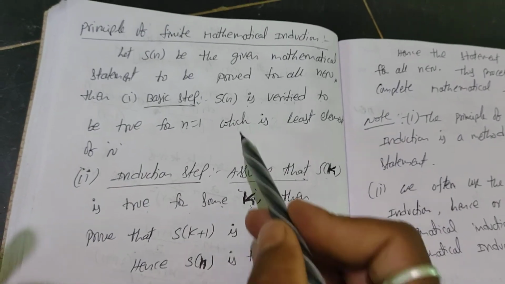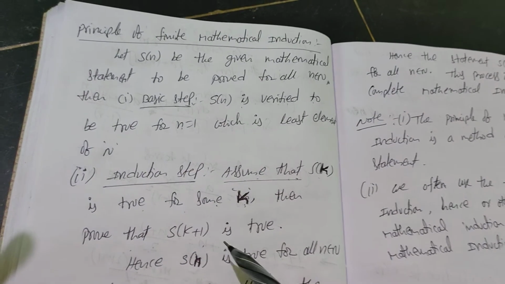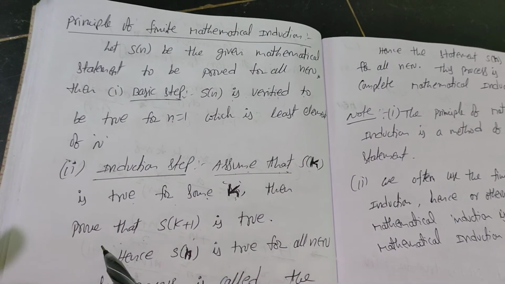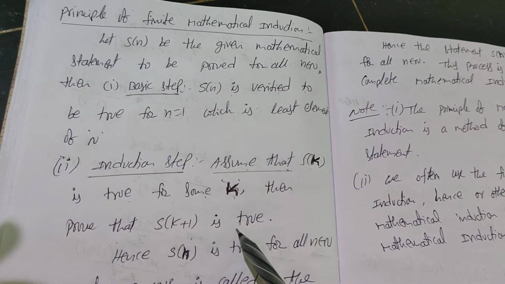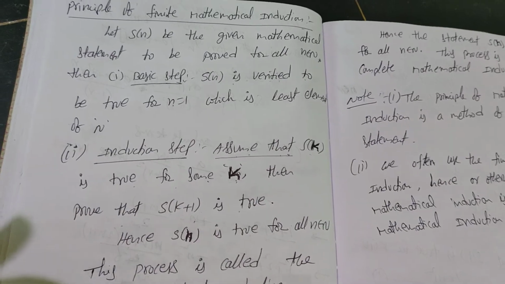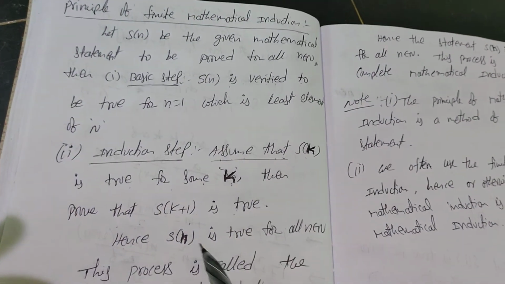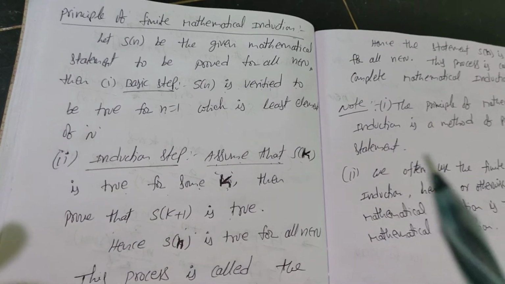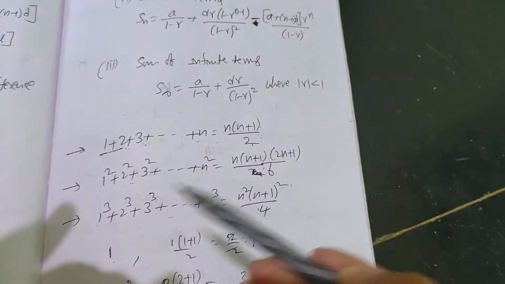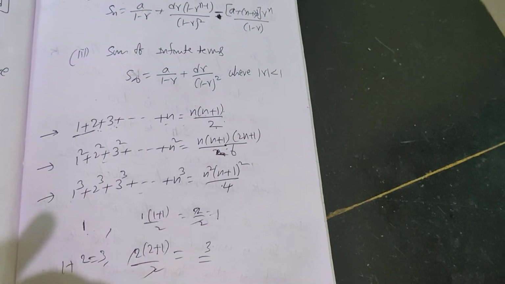Then we have to prove. This is also a proof. How you verified for n is equal to 1, in the same way we have to verify for n is equal to k plus 1. So then prove that S of k plus 1 is true. Hence S of n is true for all n belongs to N. So if you take this step and assume it, and if you prove this step, then there is no need to check for all n belongs to N. That means n is equal to 1, 2, 3, 4, 5, up to n. No need to check.